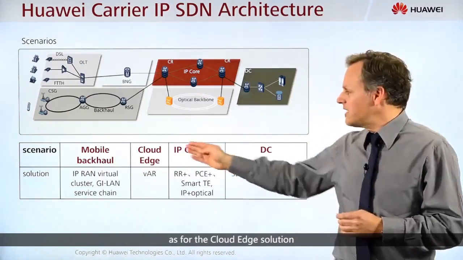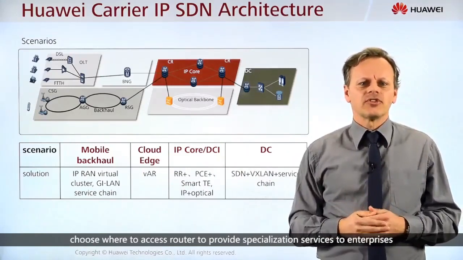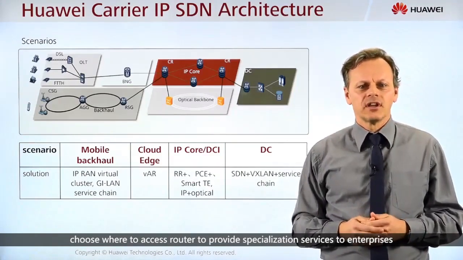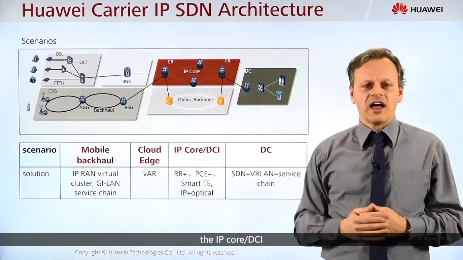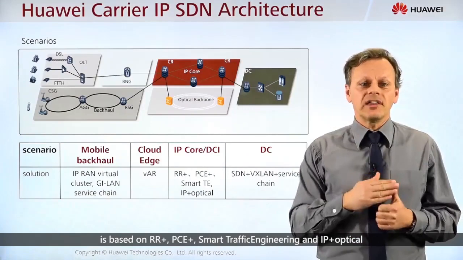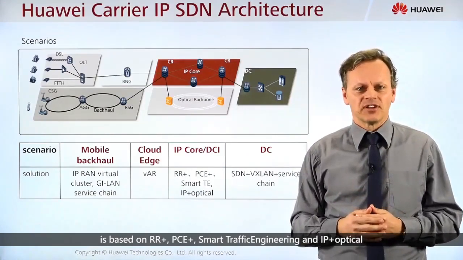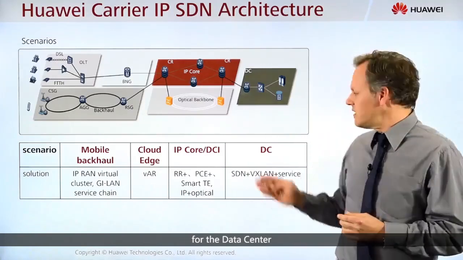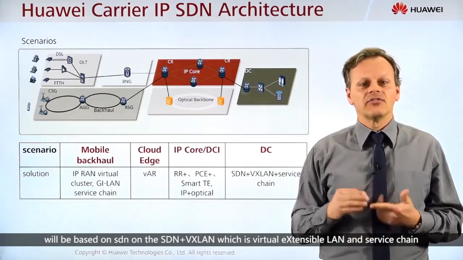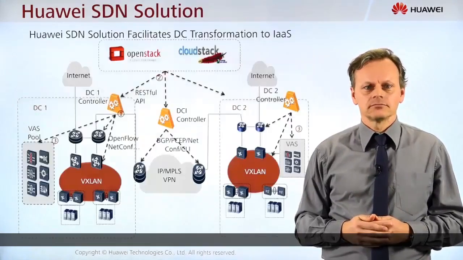As for the cloud edge solution, we use VAR, which is Virtual Access Router, to provide virtualization services to enterprises. The IP Core DCI, which is Data Center Interconnection, is based on RR+, on PCE+, on Smart Traffic Engineering, and IP and Optical. For the data center, the Huawei solution will be based on SDN, on VXLAN, which is Virtual Extensible LAN, and Service Chain.